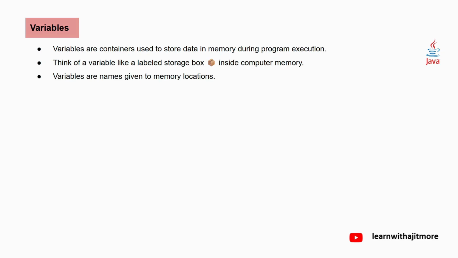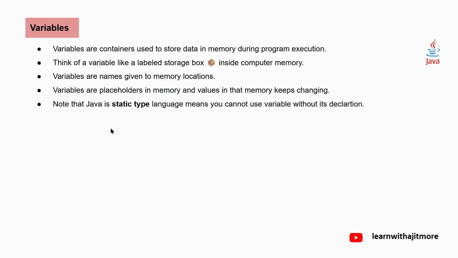Okay, and the value in that memory location can change. See, variables are placeholders in the memory, and the value in that memory changes. As it is changing, that is the reason we call it a variable.